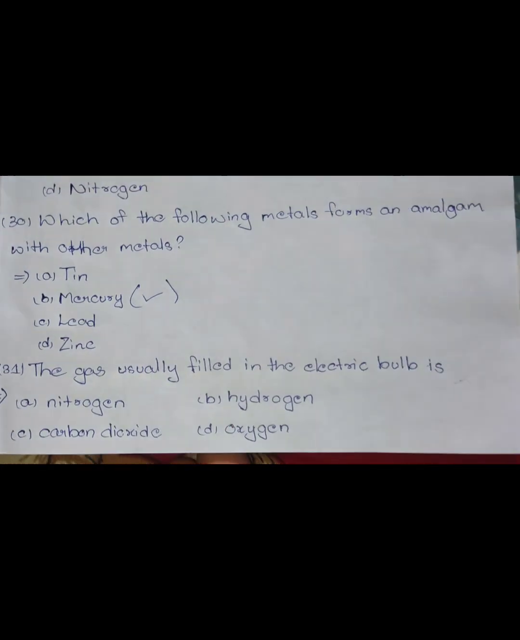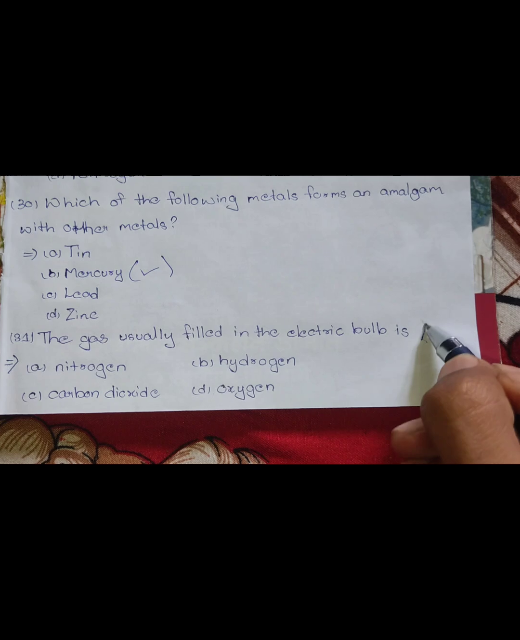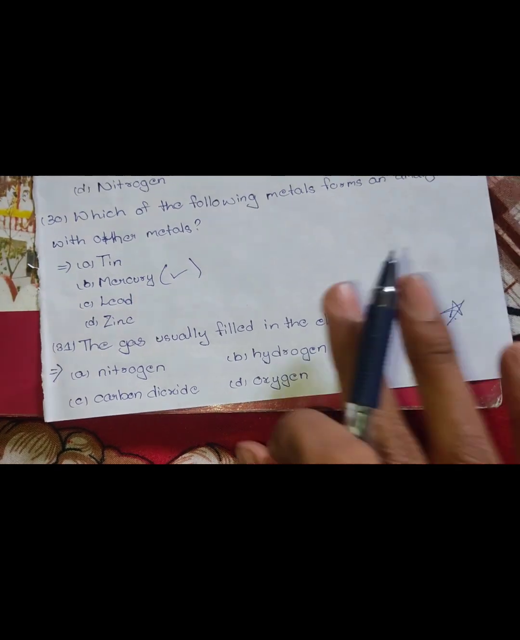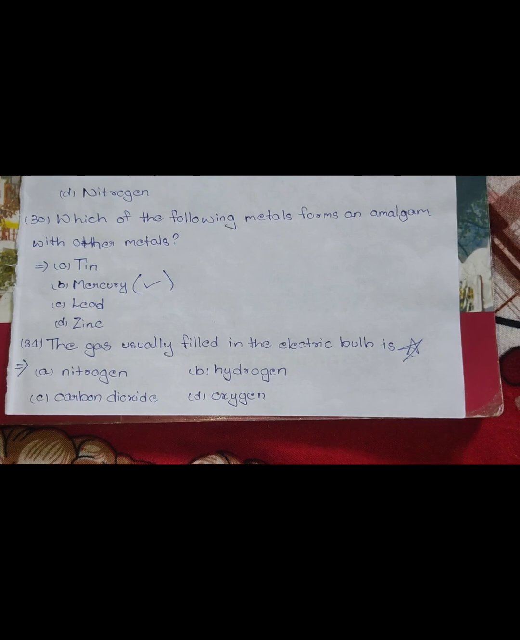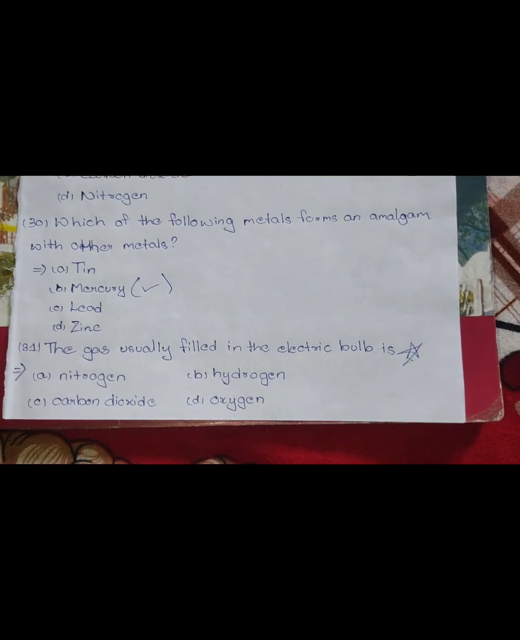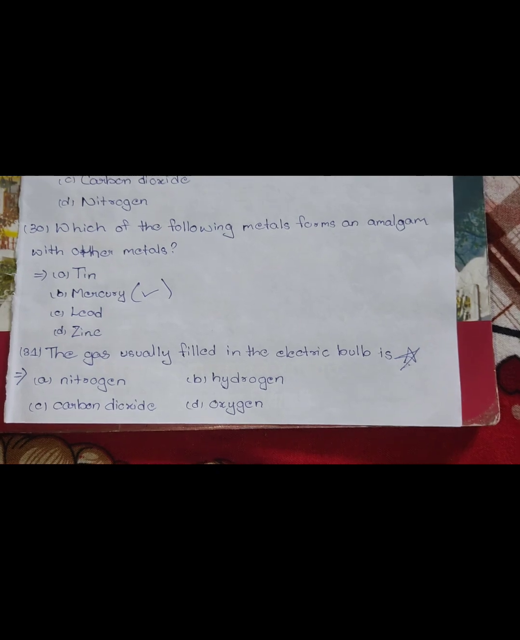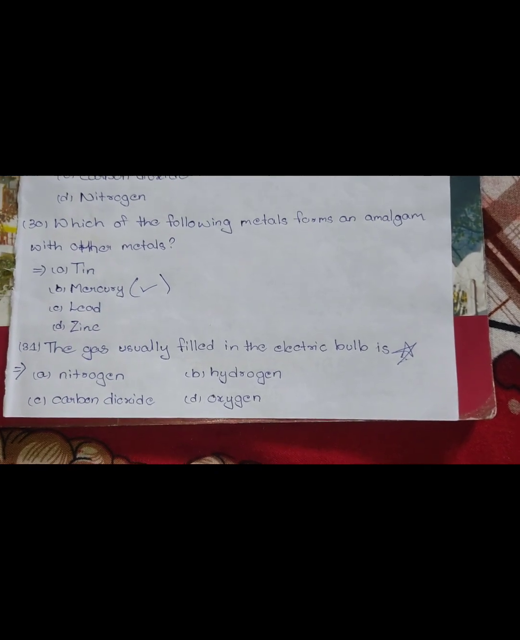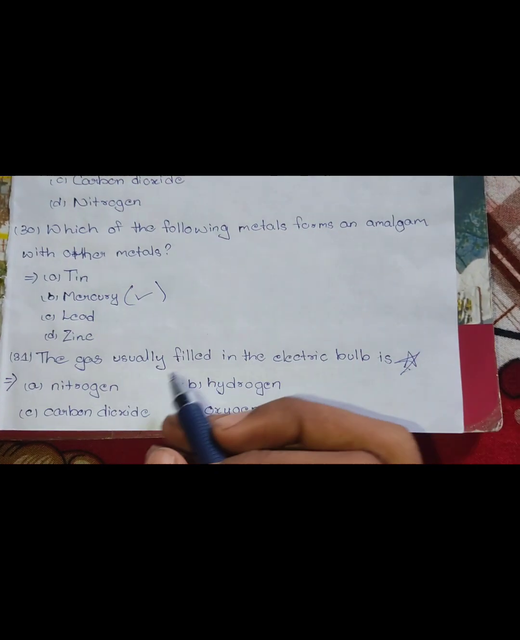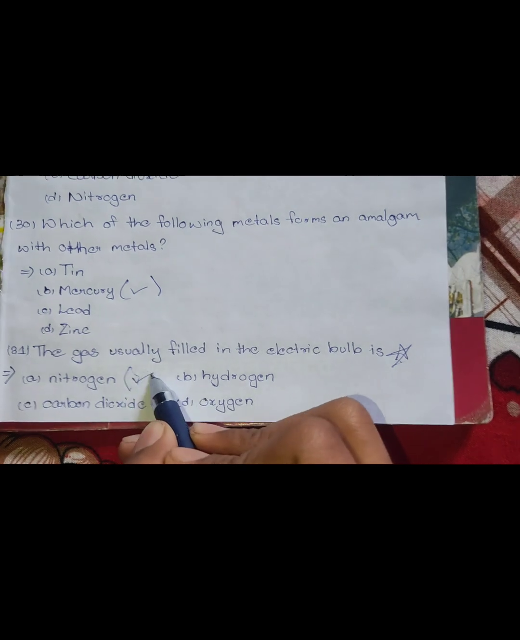Next question. This is also one of the important questions of this set, so please note it down or take a screenshot. The gas usually filled in the electric bulb is nitrogen, hydrogen, carbon dioxide or oxygen. So the right answer is option A, nitrogen.